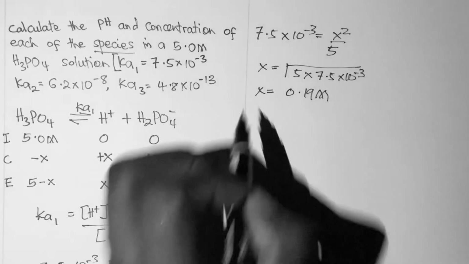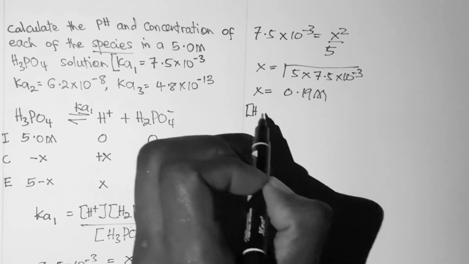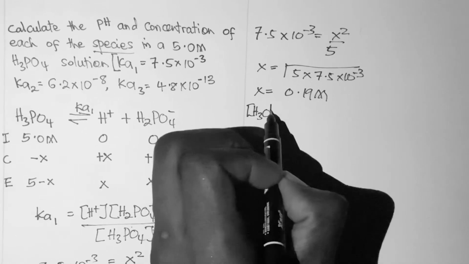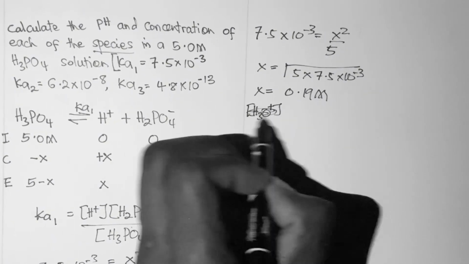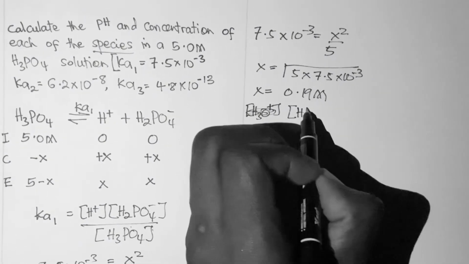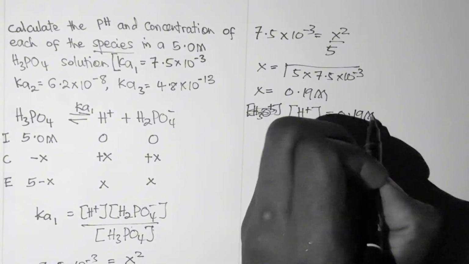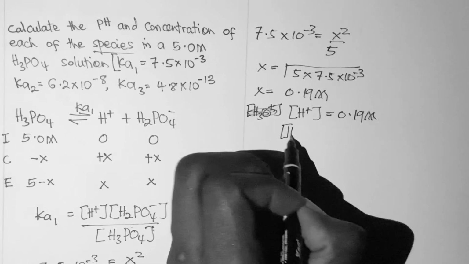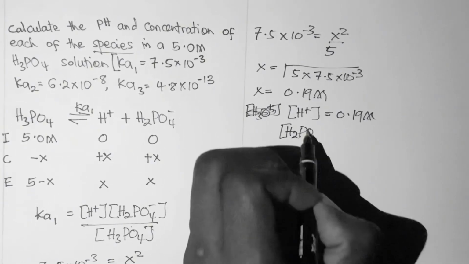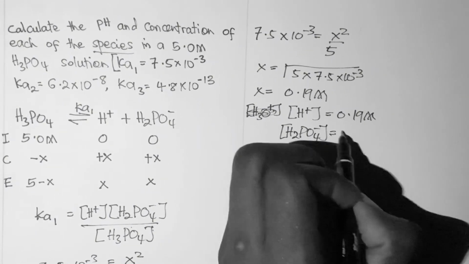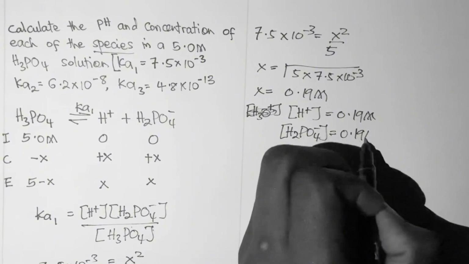So this implies that the concentration of the hydronium ions, the concentration of the H plus ions, is equal to 0.19 molar. And the concentration of the H2PO4 minus ions is also equal to 0.19 molar.